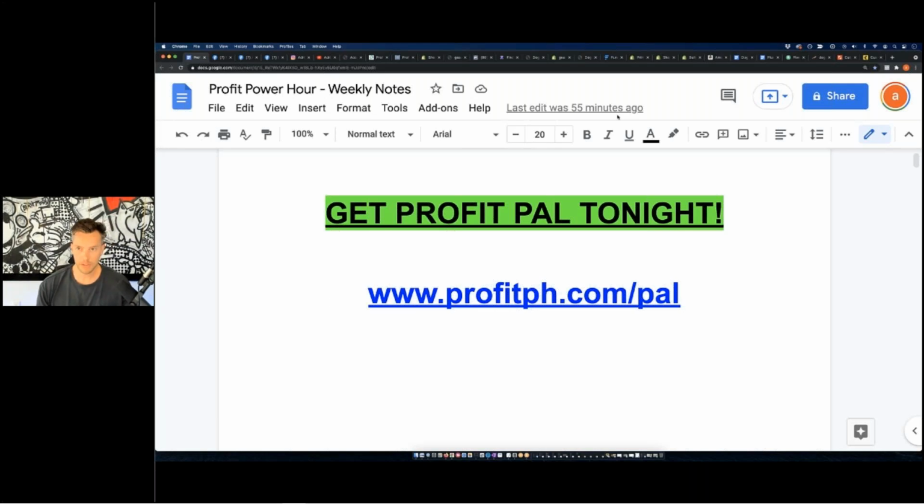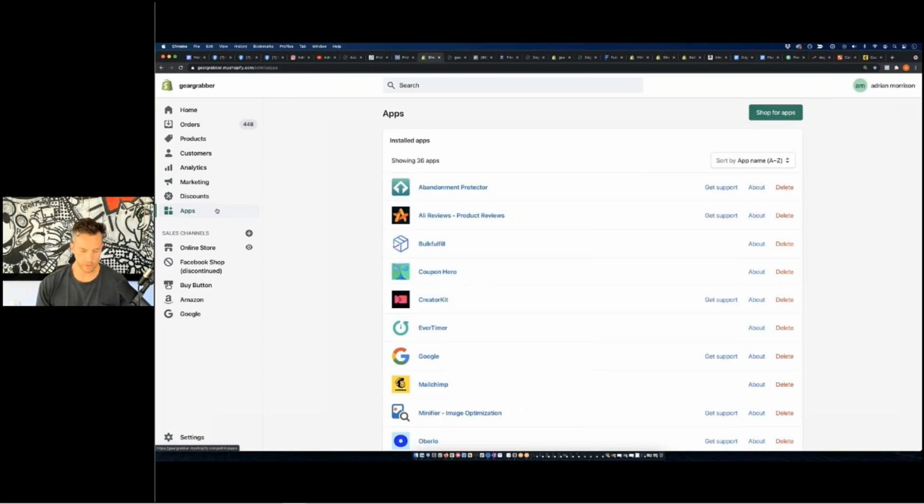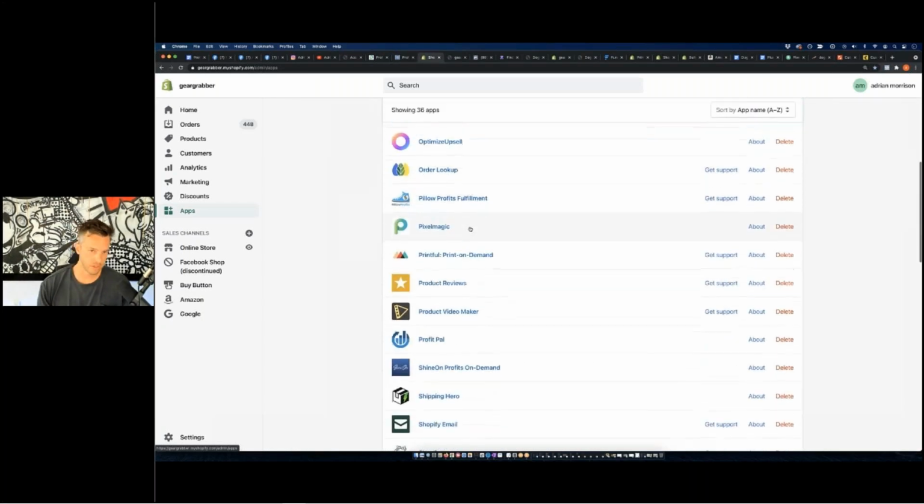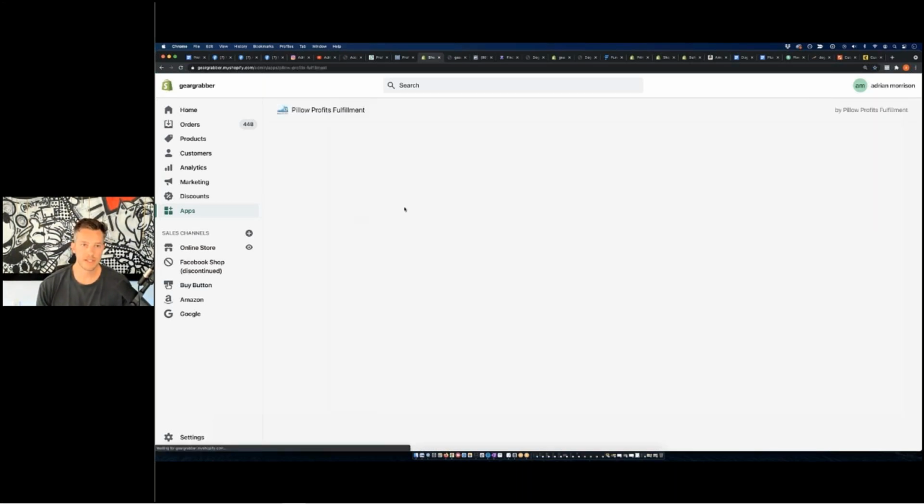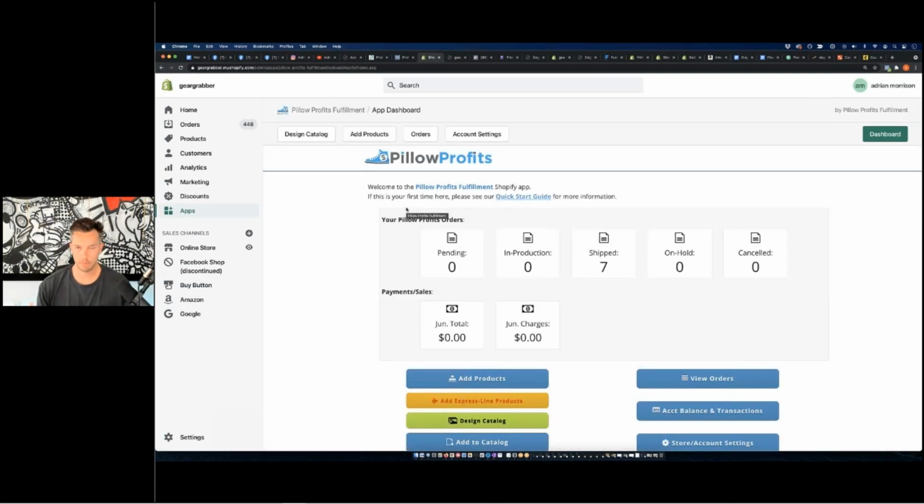Now, the third thing that we did is we started using print-on-demand companies instead of just selling stuff from AliExpress or Zendrop. We did a lot of print-on-demand. Pillow Profits is the company that we mainly use. We use Printify and Printful and T-Launch. We use others, but with Pillow Profits, we get better profit margins, and we still get super fast shipping.